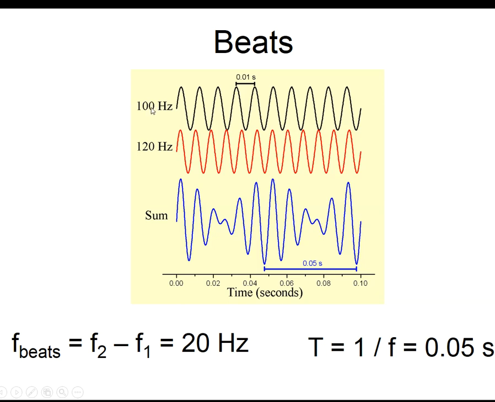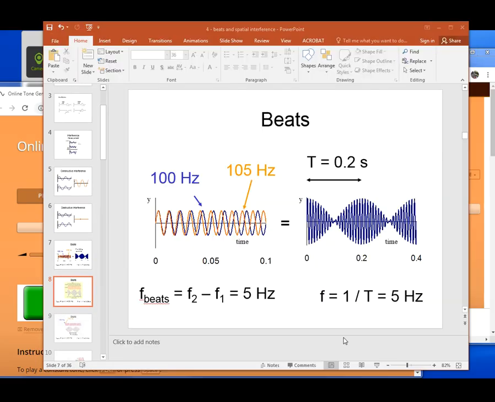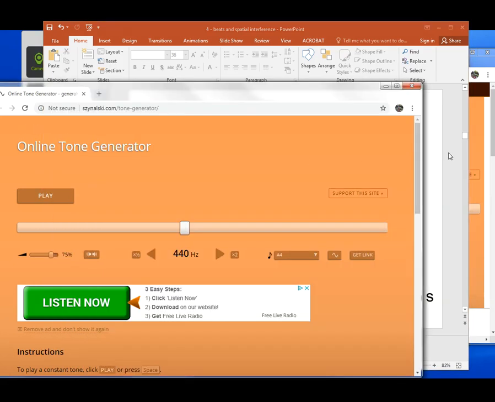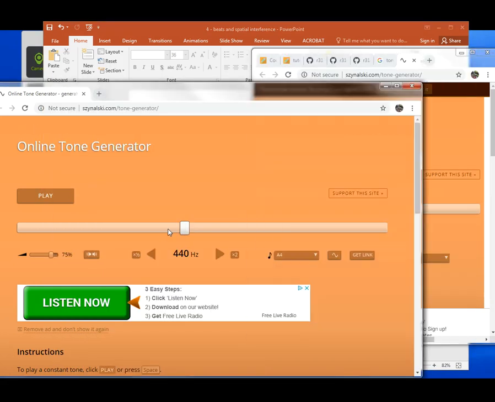That's because these two frequencies are exactly 20 hertz away from each other. The period then is basically 50 milliseconds or 0.05 seconds. So actually, just for fun, let's try to do exactly that. So there's a 100 hertz tone.